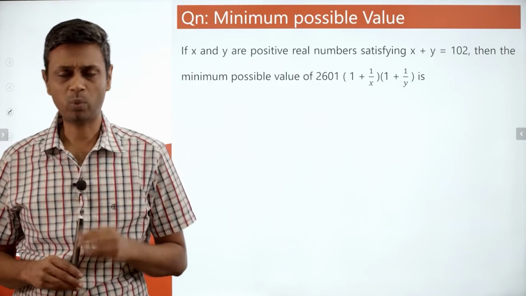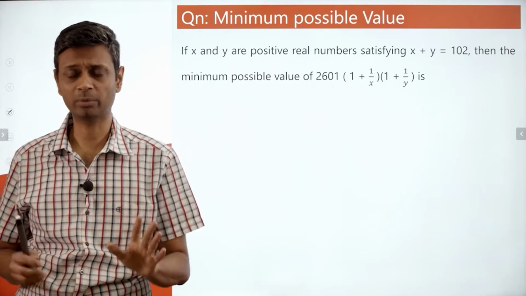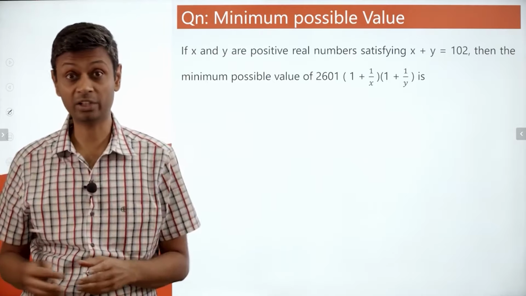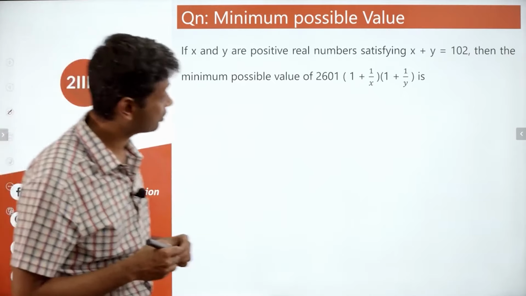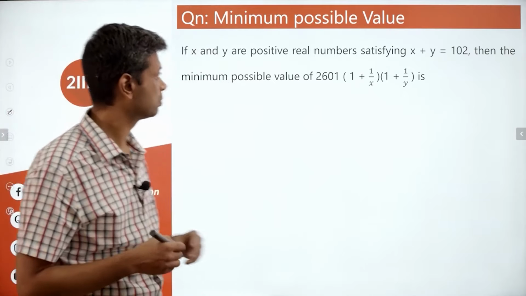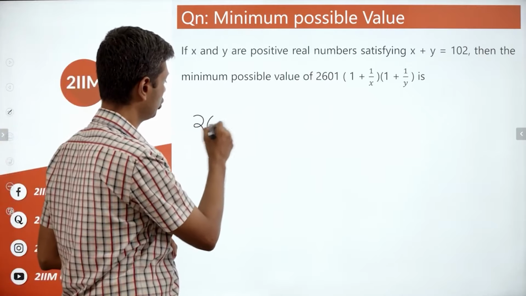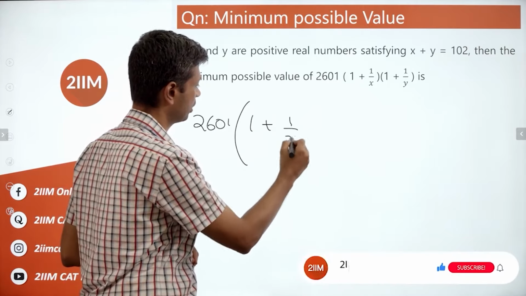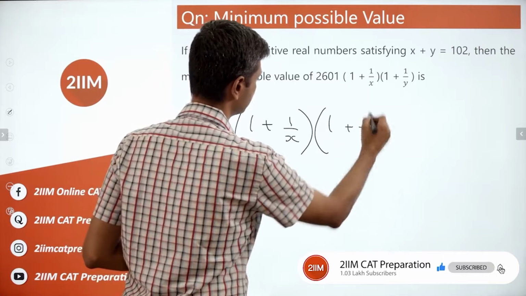Let's solve this one. Wonderful question, really tough, but there's a very simple, juicy way of doing this. I'm going to do it with the juiciest method possible. I'll give you a starting step for doing the more rigorous method, but not going to get into that. Fine. x and y are positive real numbers satisfying x plus y is 102. Then the minimum possible value of 2601 into 1 plus 1 by x into 1 plus 1 by y.